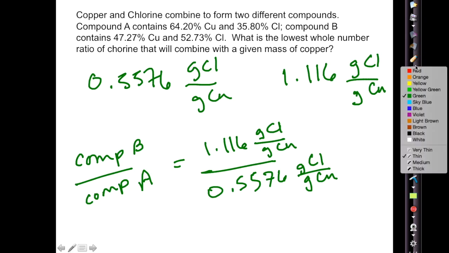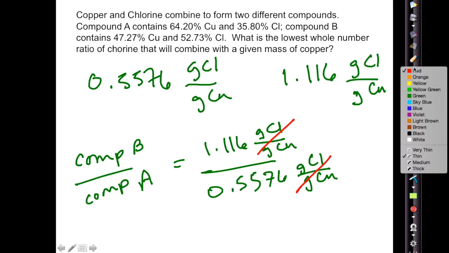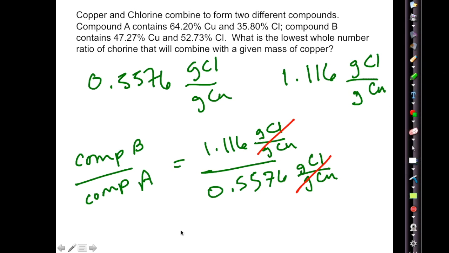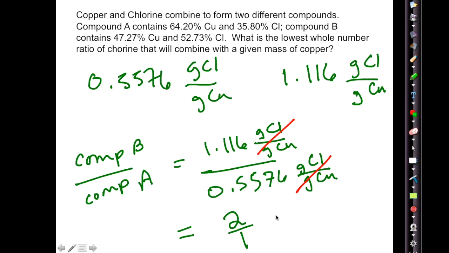And so what we can see off the bat here is that my units, grams chlorine per gram copper, will cancel. So this final ratio is going to be dimensionless, and then we can go ahead and divide through: 1.116 divided by 0.5576, and this comes out to be approximately a 2-to-1 ratio. So we do see that those mass ratios reduce to a simple whole number ratio, in this example, a 2-to-1 ratio. And that would be the ratio of the mass chlorine to mass copper in compound B to compound A, based on the way we've set up the ratio.